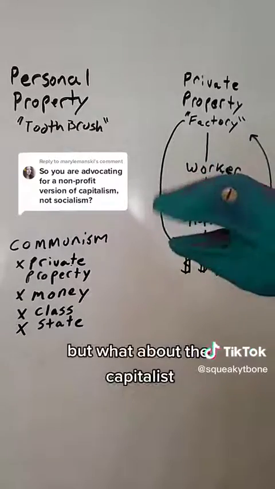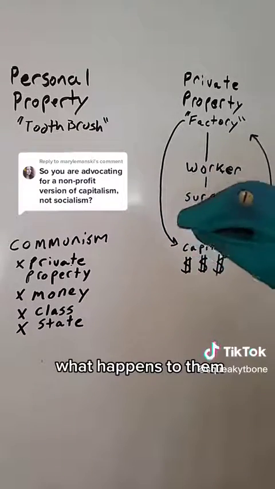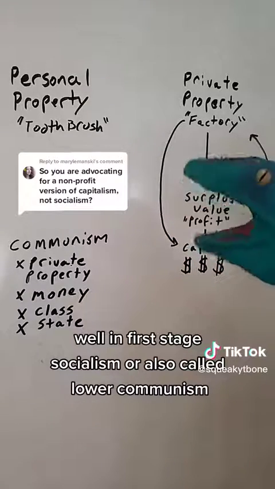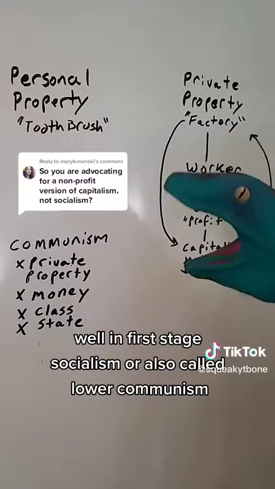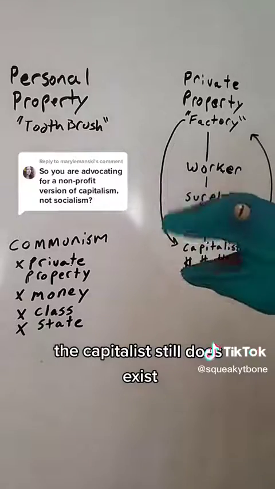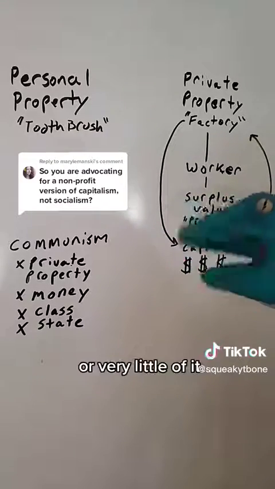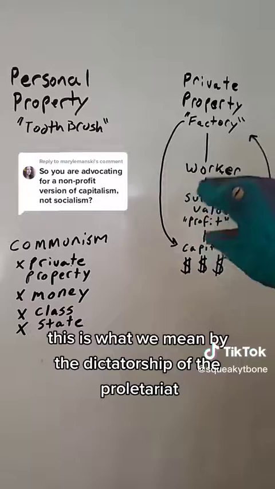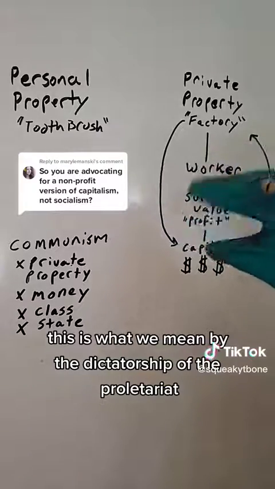But what about the capitalists? What happens to them? Well, in first stage socialism, or also called lower communism, the capitalist still does exist, but he has no power or very little of it. This is what we mean by the dictatorship of the proletariat.